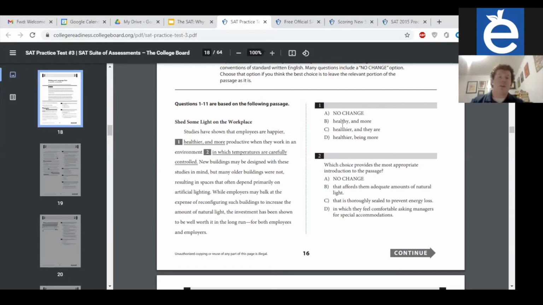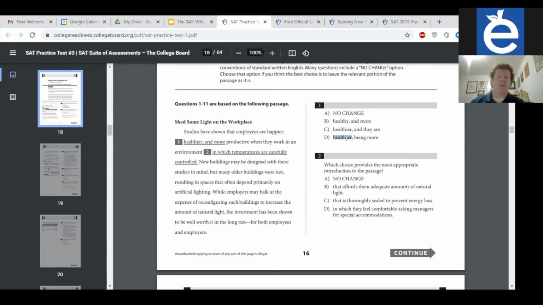Option C: "healthier, and they are more productive when they work in an environment," et cetera. Here, we can eliminate option C because of a redundant usage of a word. Studies have shown that employees are happier, et cetera, and they are more productive, and they are productive. That would change the meaning by the inclusion of this additional "and they are." Because we want it to say they are more productive. But if it just says they are productive, now we have 2 separate statements: employees are happier and healthier, and they are productive, which is not what we're trying to say.